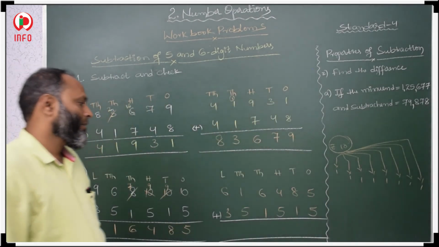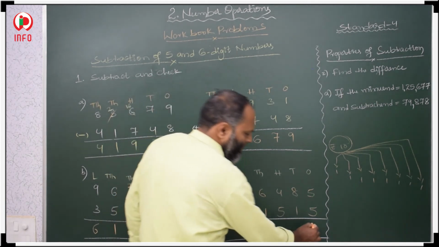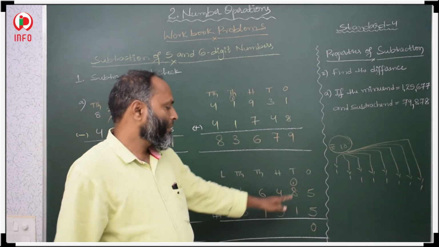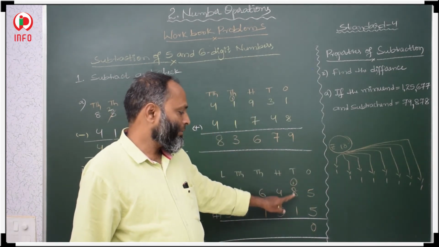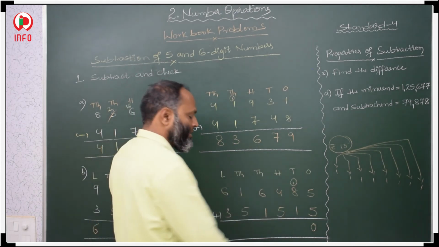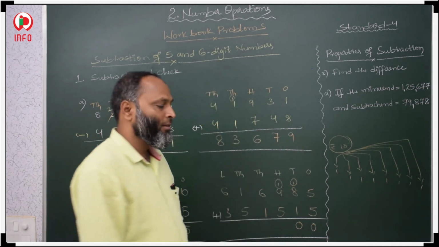Now add 5 plus 5, 10. 10 means 0 ones, 1 ten. 8 plus 1, 9, 9 plus 1, 10. 10 tens means 100. That means 0 in tens, 1 in hundreds.